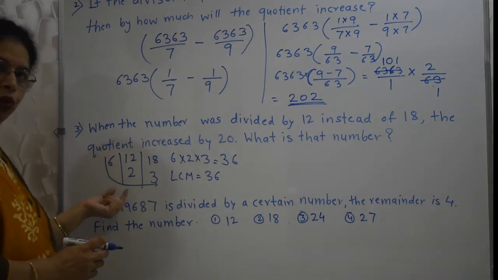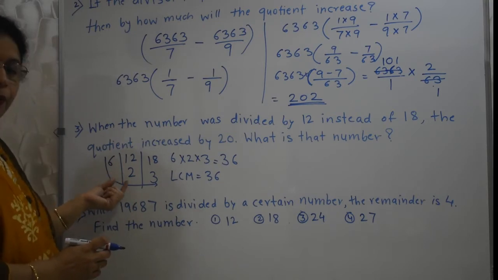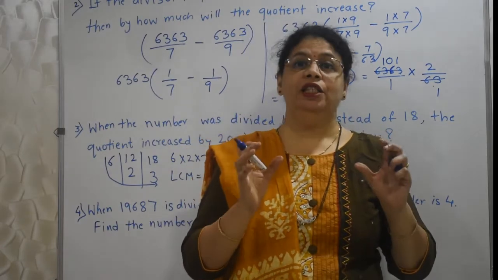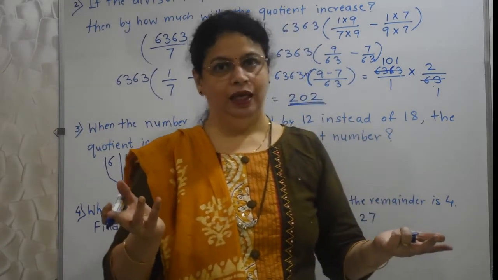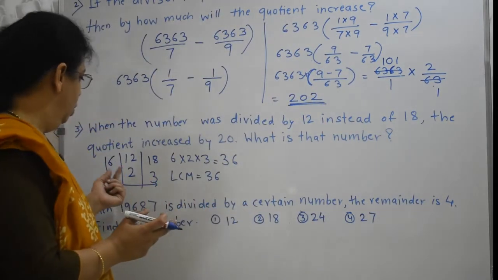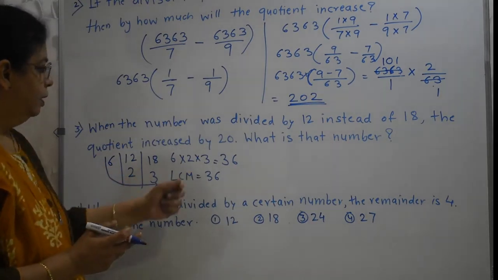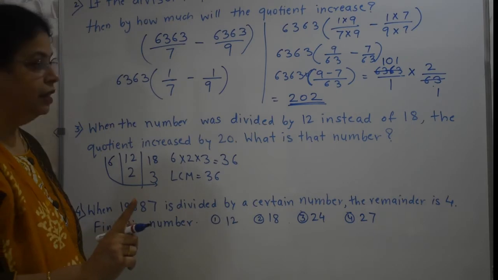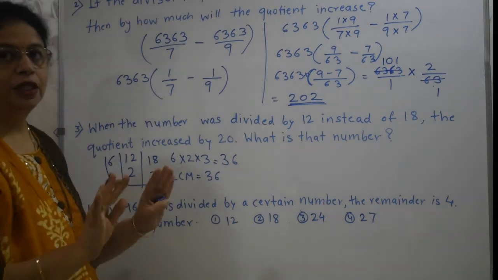Ultimately it will be 2 into 3, 6 only. So it doesn't matter, but you should try to find out the biggest one so that your time is saved. Nothing else. So 6 into 2 into 3, that is 36. So LCM is 36. Once you get the LCM, half of the thing is done.